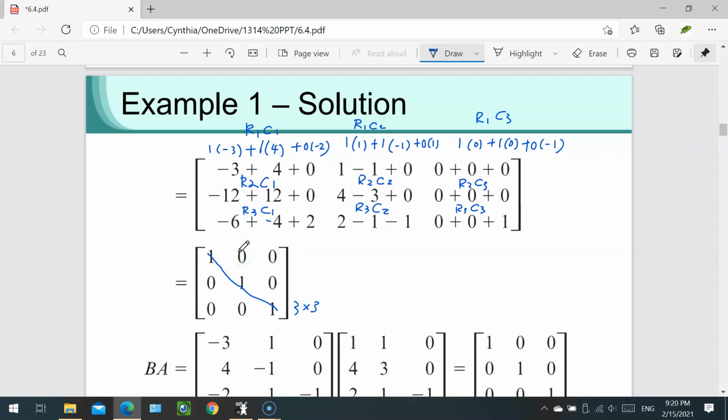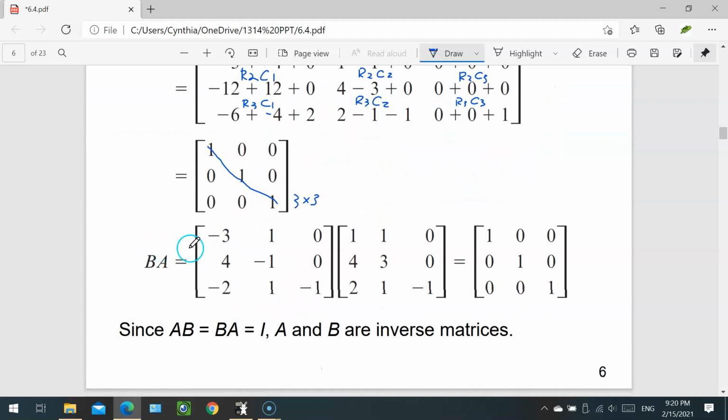Now we do the other way around. We use matrix B multiplied by matrix A. In the same way, row 1, column 1, row 1, column 2, row 1, column 3. And then row 2, column 1, row 2, column 2. So process the same procedure. Now the result, when you multiply matrix B by matrix A, gives us the same identity matrix. So that means these two matrices are inverses.